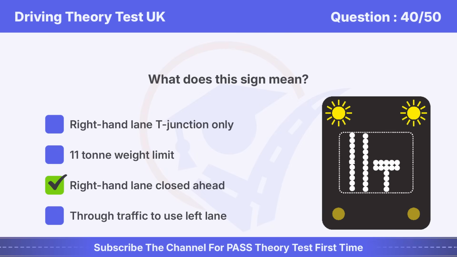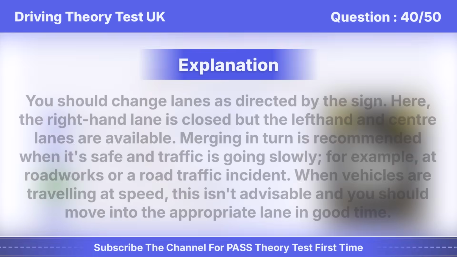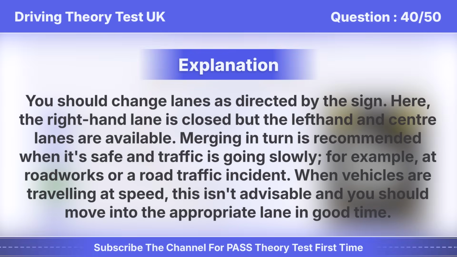Answer is C. Right-hand lane closed ahead. You should change lanes as directed by the sign. Here, the right-hand lane is closed but the left-hand and center lanes are available. Merging in turn is recommended when it's safe and traffic is going slowly, for example, at roadworks or a road traffic incident. When vehicles are traveling at speed, this isn't advisable and you should move into the appropriate lane in good time.